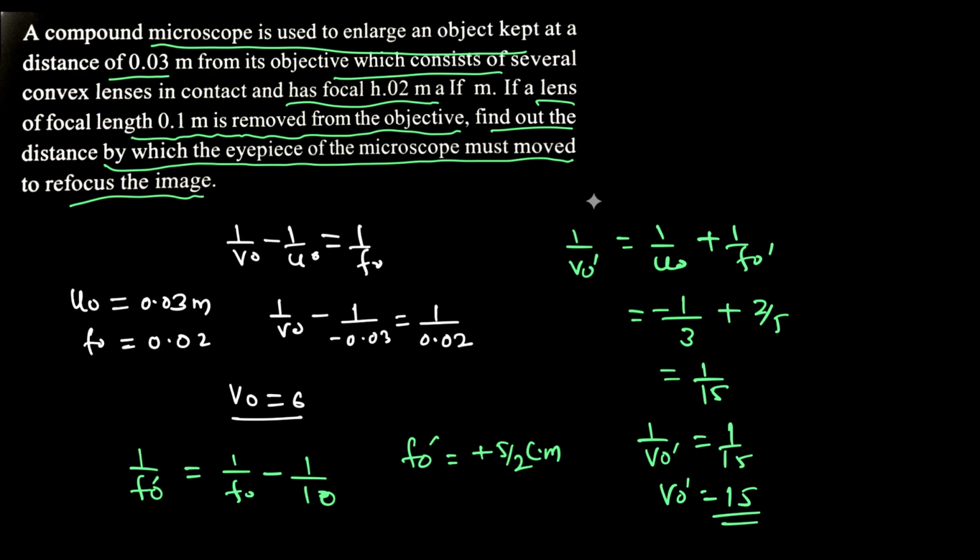Initially VO was how much? 6. So how much is it shifted? 15 minus 6, that will be 9. It means 9 centimeter we need to shift that microscope. So 9 centimeter shifting will be there. Answer for this one will be 9.